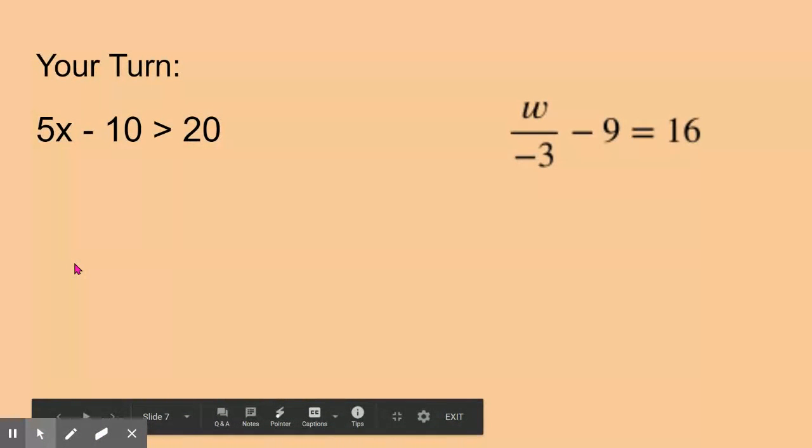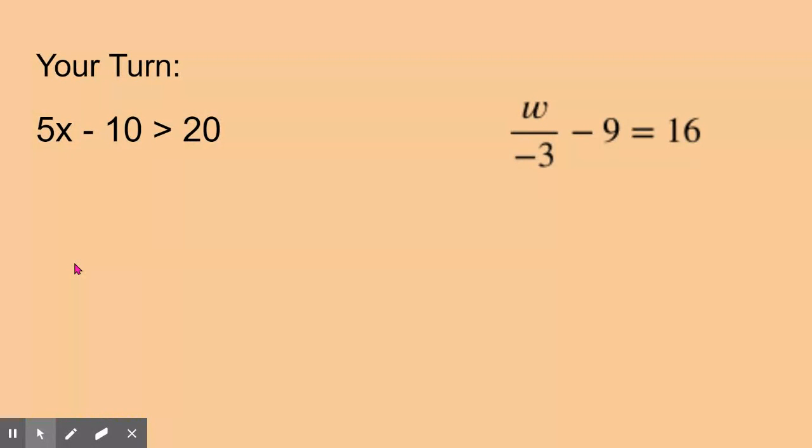Here are some problems I would like for you to try on your own. Pause the video, and then you will check your work with mine.